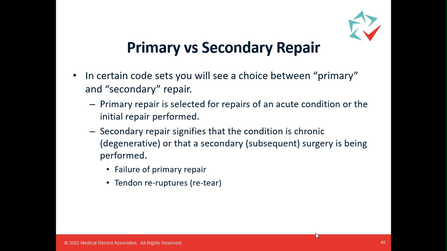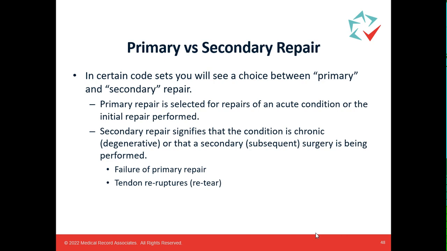Secondary repair signifies that the condition is chronic, so of a degenerative nature, or that a secondary or subsequent surgery is being performed. When that subsequent surgery is being performed, it could be due to a failure of the primary repair. Maybe the patient actually re-ruptured or re-tore that tendon. That's another reason that secondary repair would be chosen.